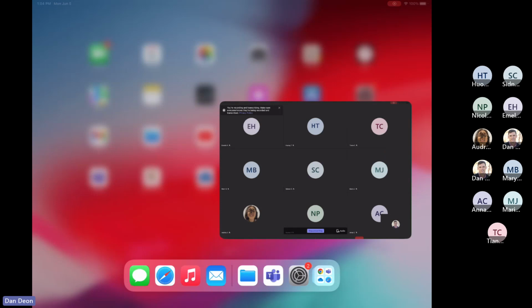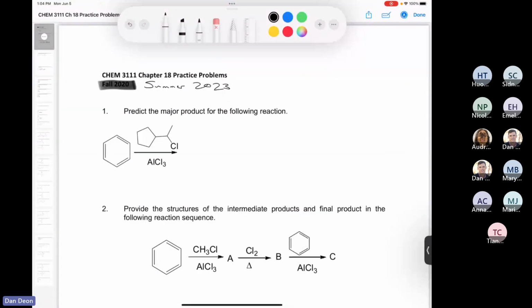All right, Chemistry 3101. We left off last class. We'd finished up chapter 18, and we're going to take a look at these practice problems now. And so we'll start with the first one.